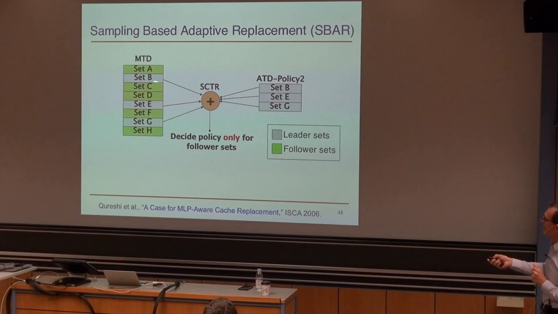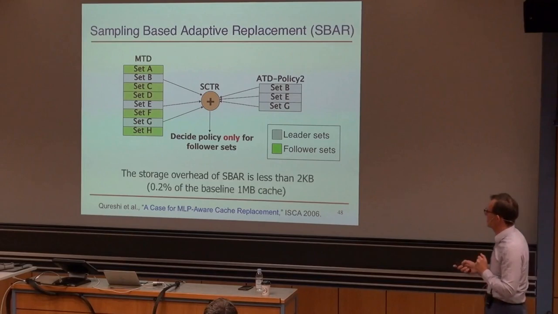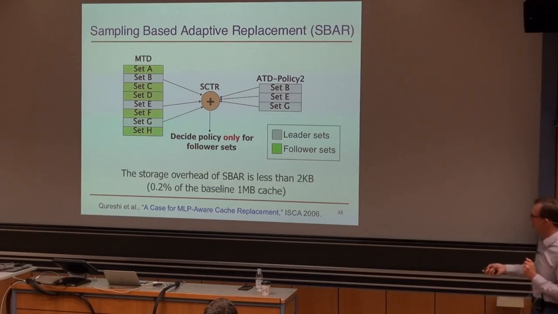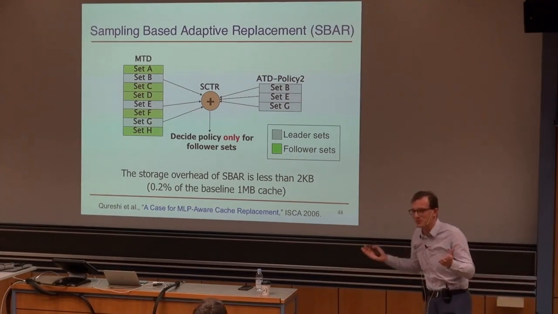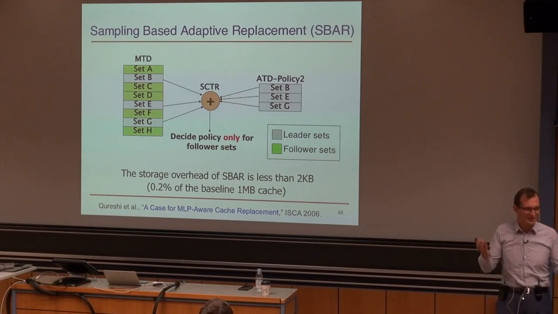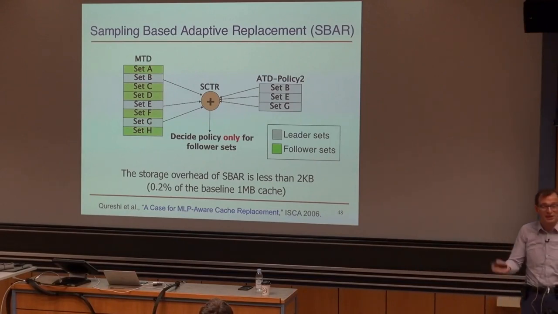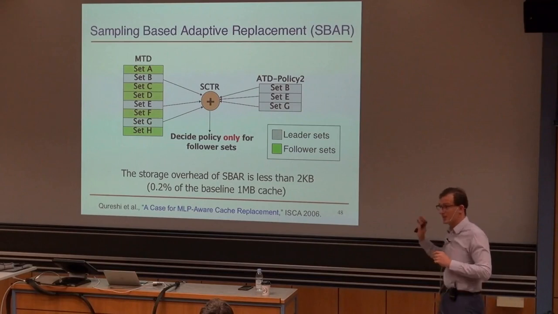So you have these leader sets, set B, E, G, following policy one, let's say, and you have these leader sets also replicated in this policy two, and you have some follower sets. And you decide the policy only for the follower sets this way. Now you reduce the cost, and you can read the paper, the details. The overhead is very small. And you implemented a hybrid cache replacement policy. These policies can be arbitrary, of course. You could come up with different policies that go well with each other, that complement each other. So this is a very general mechanism.